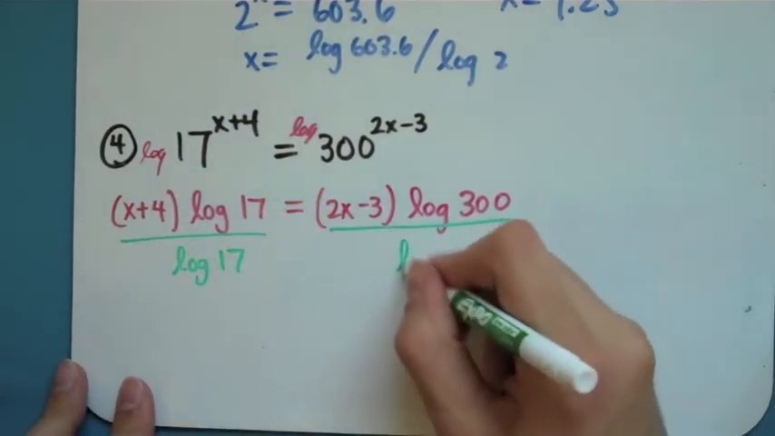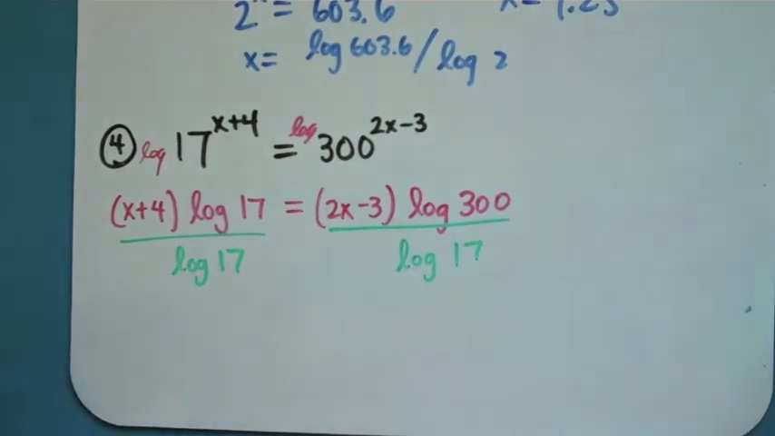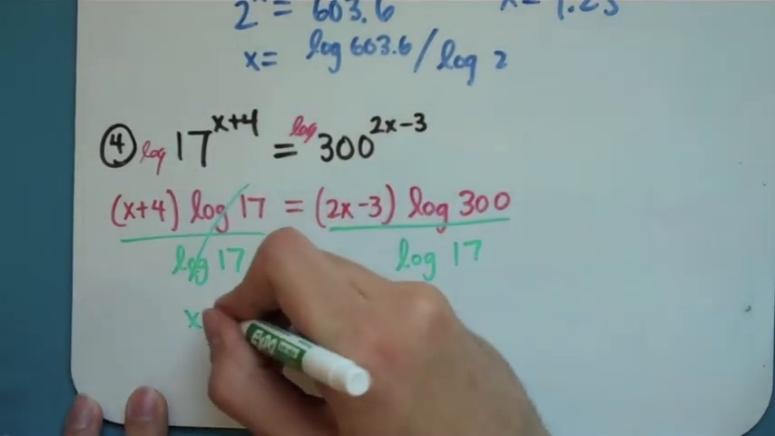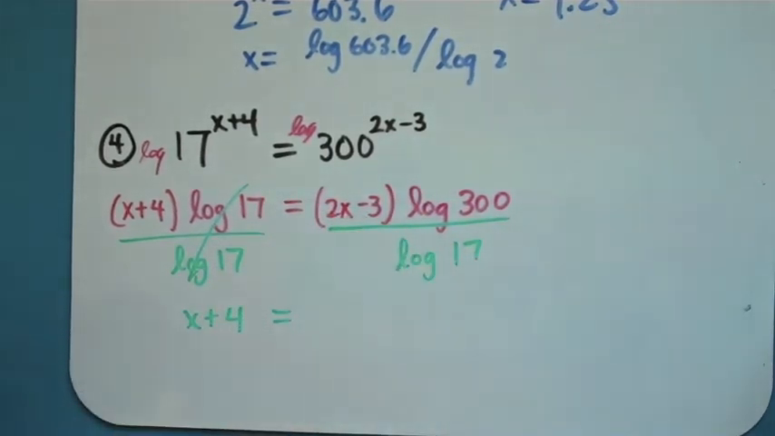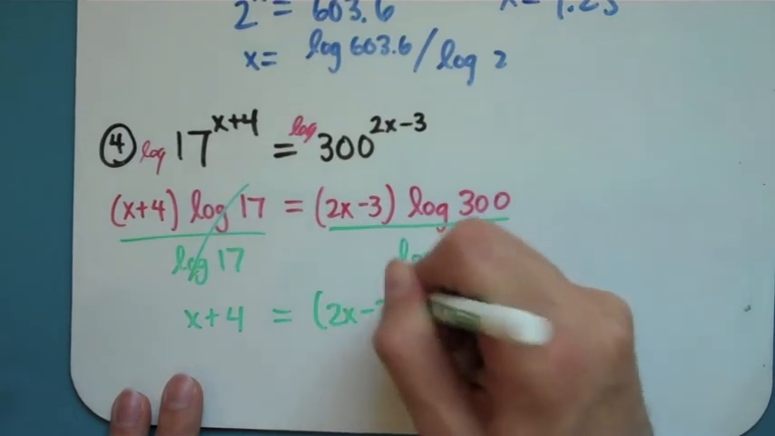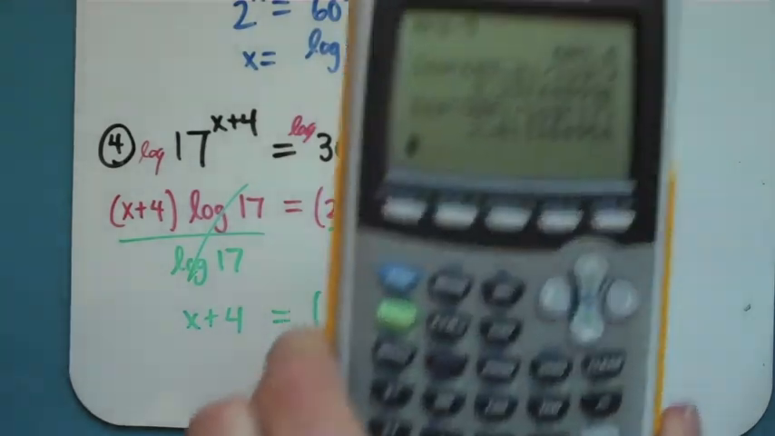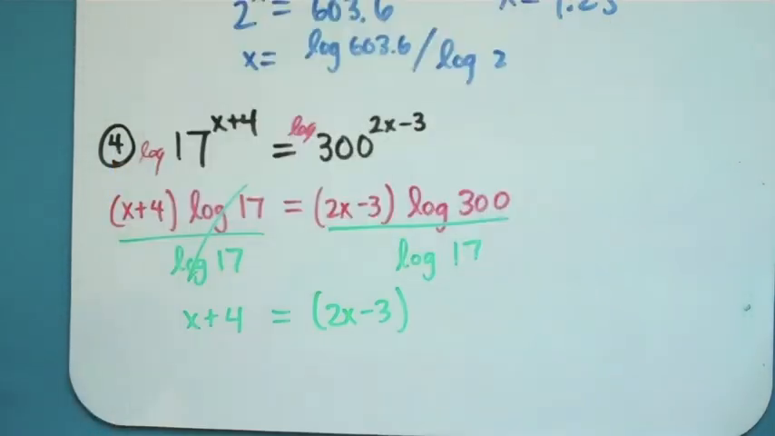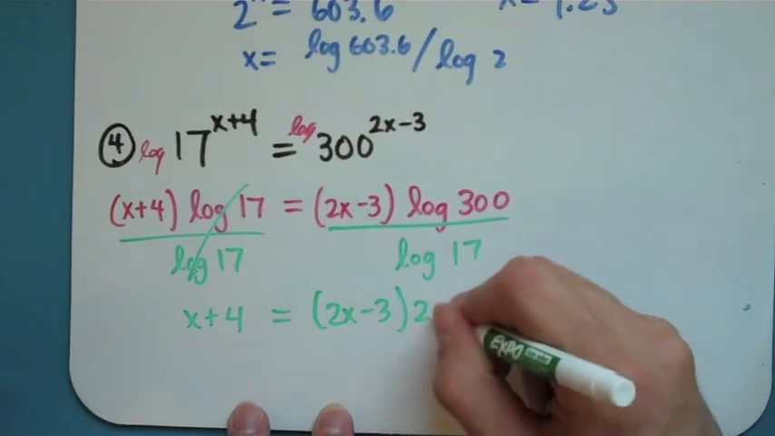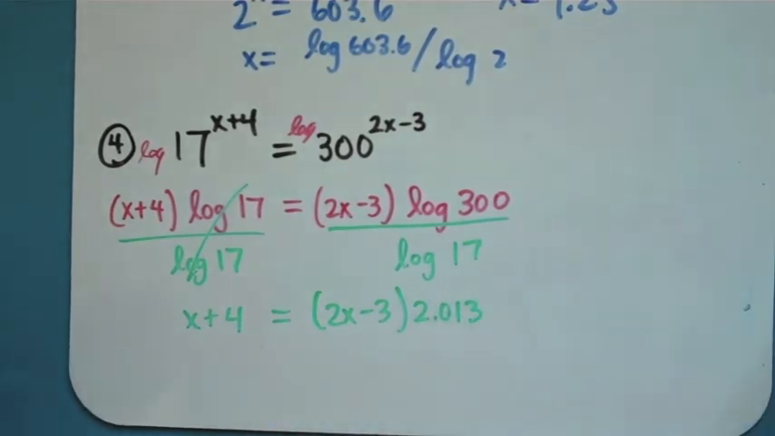And for the simplicity's sake here, because the numbers will get a little nasty if I don't, I'm going to round my decimal. So on this side, the log 17s cancel. This side is fine. I just get x plus 4. Over here, I still have my 2x minus 3, and I have to do log 300 divided by log 17. This is not going to be a pleasant answer here, so I'm just going to round it and accept the fact that my answer is going to be a tiny bit off at the end due to rounding, but I'm going to get pretty close. When I did that, I got about 2.013.